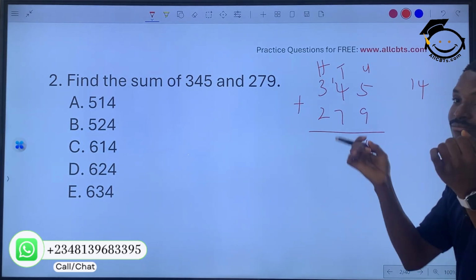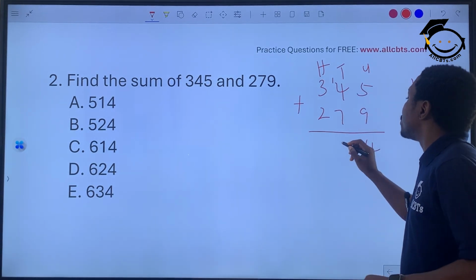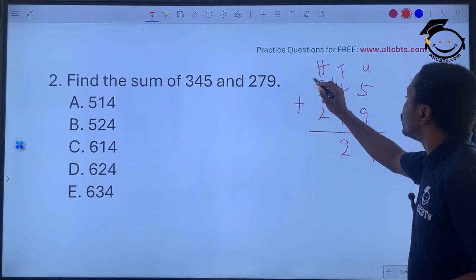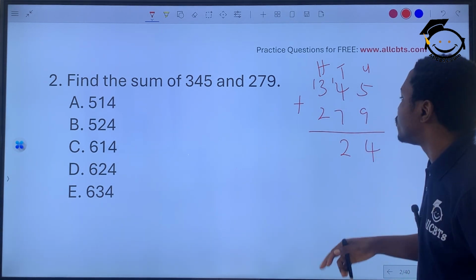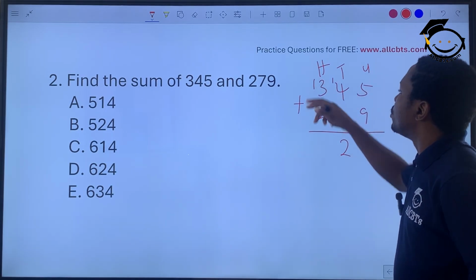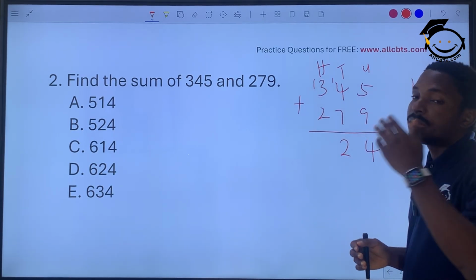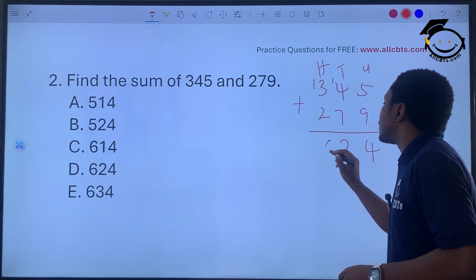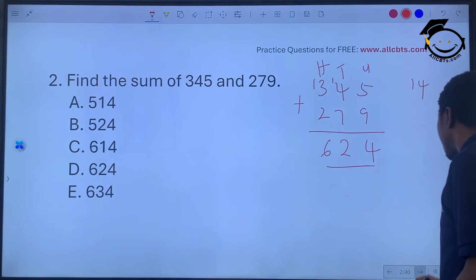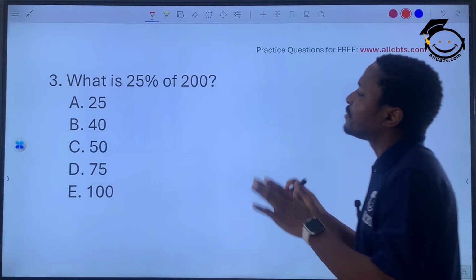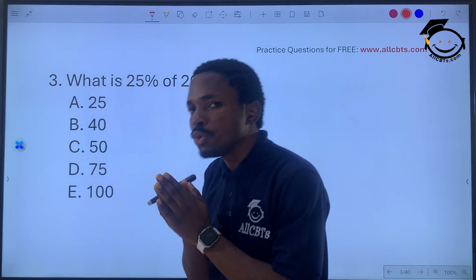4 plus 7, 11, with 1, 12. So you have 2, and you bring 1 here. 1 plus 3, 4. Plus 2, 6. So our answer is 624.